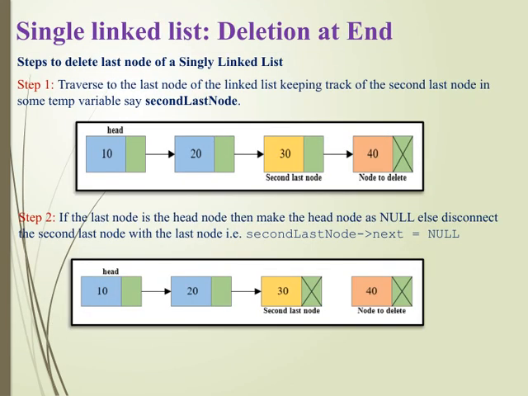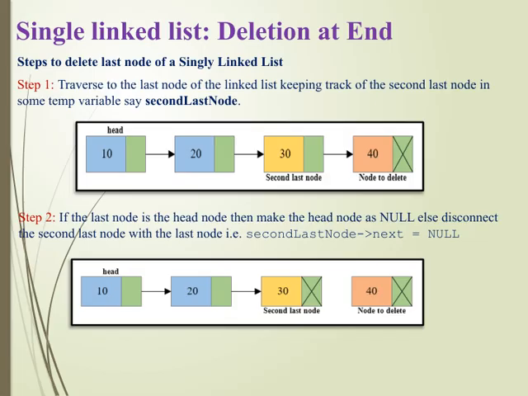All right, let's walk through the steps to delete the last node of a singly linked list. First, we need to traverse the list to reach the very last node. As we do this, it's important to keep track of the node just before the last one, which we'll call the second last node. We can do this by maintaining a temporary variable, say second last node, during our traversal.